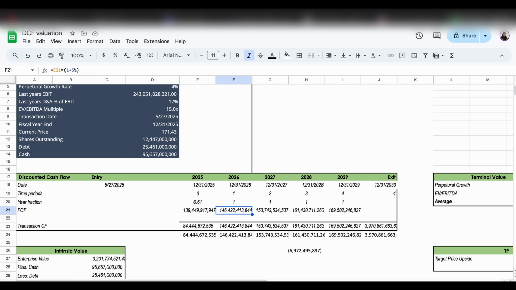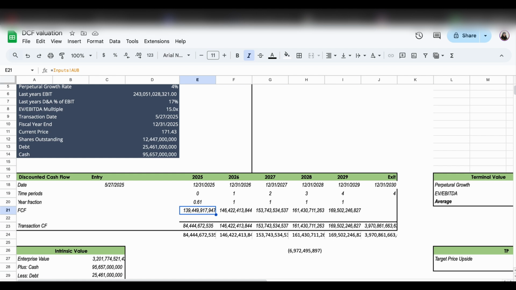Then we forecast the free cash flow. As you can see, I have the formula here. So the current free cash flow multiplied by 1 plus 5%. So 5%, I assume that the free cash flow for the company will be growing at the pace of 5% every year. So 5% cash flow increase every year. This is the free cash flow, the cash that is left from the company after all the outflows and inflows of the cash. So this is the net cash that is left from the company that the company can use for its business.